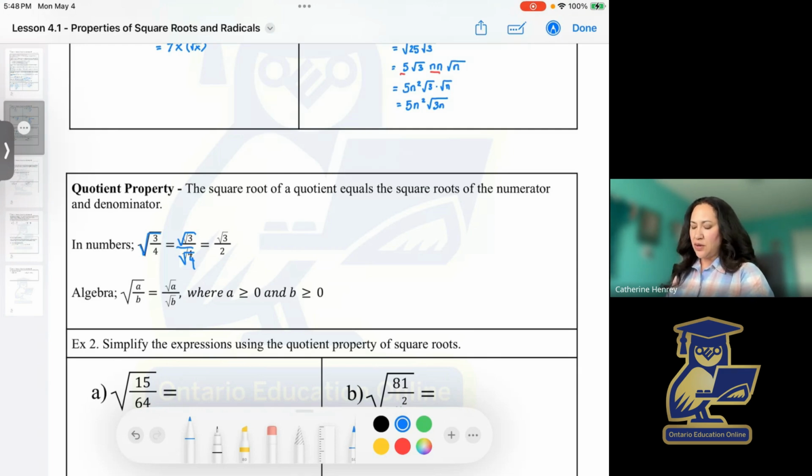So a has to be greater than or equal to 0 because we can't take the square root of a negative number. And b has to be greater than 0 because two things, we can't take the square root of a negative number and we cannot have a 0 in the denominator of a fraction. That's undefined.